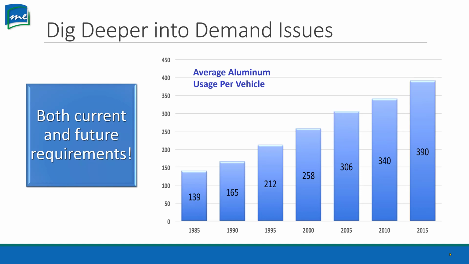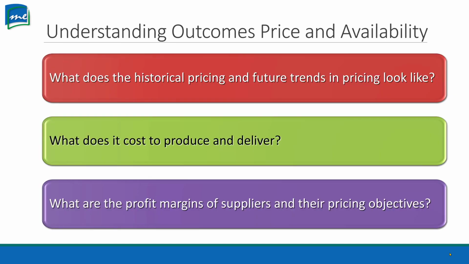That may be because the government has mandated certain fuel standards, and one way to reach those fuel standards is to lighten the weight of a car or a vehicle. So aluminum is in higher and higher demand. This is just one example of how demand can change over time. You can see just over the period of 30 years, it's almost tripled. So with all that, we need to be aware of the price and availability, those outcomes from all this.